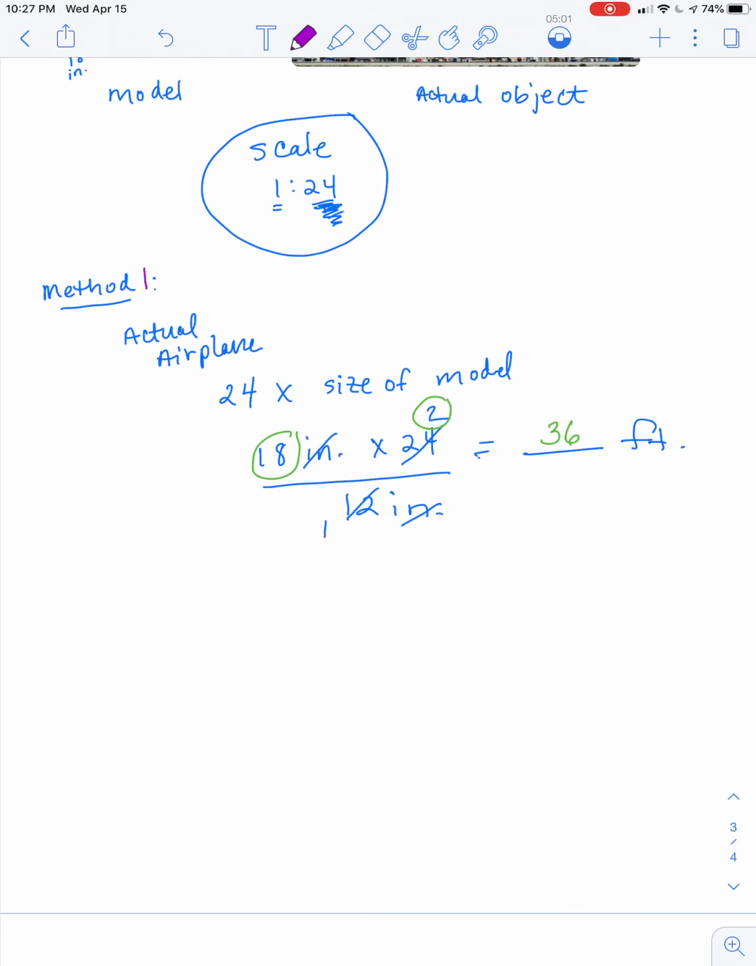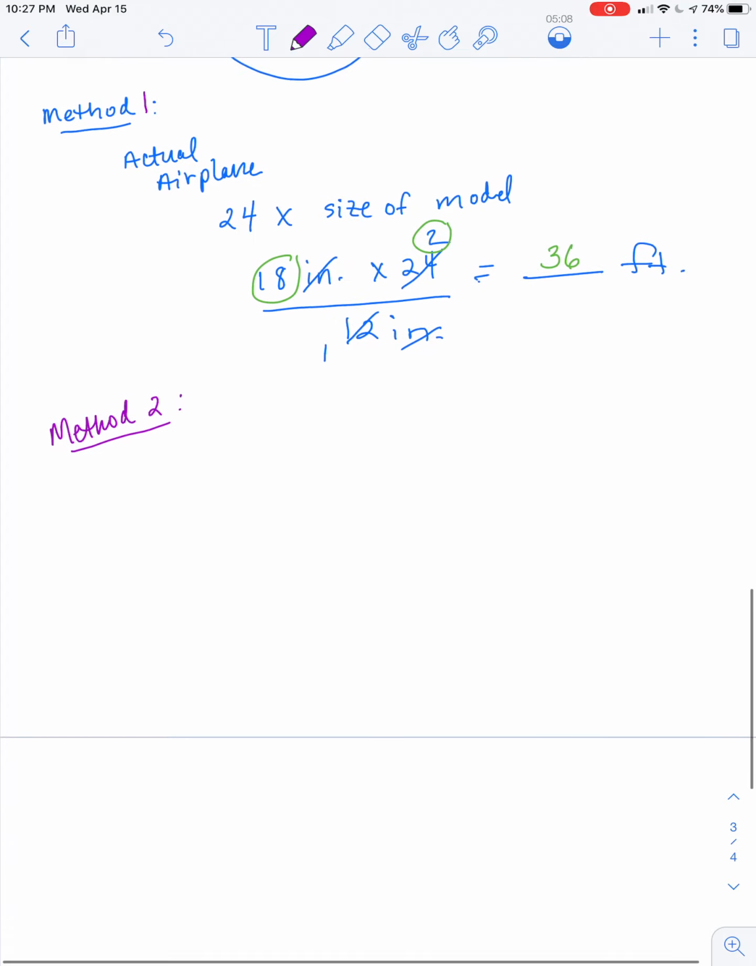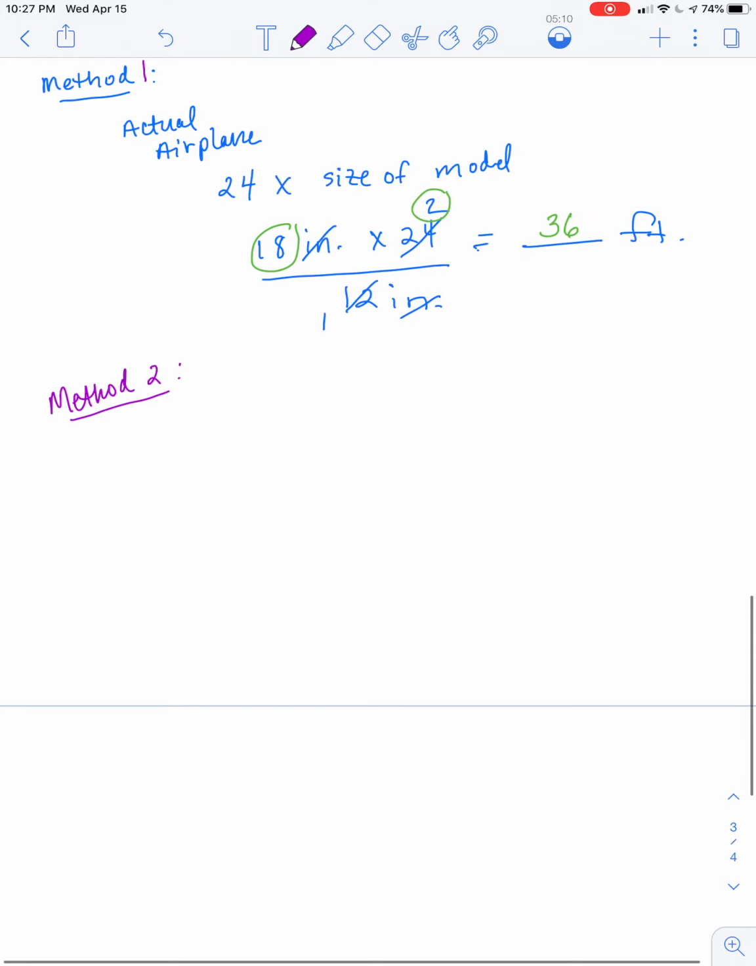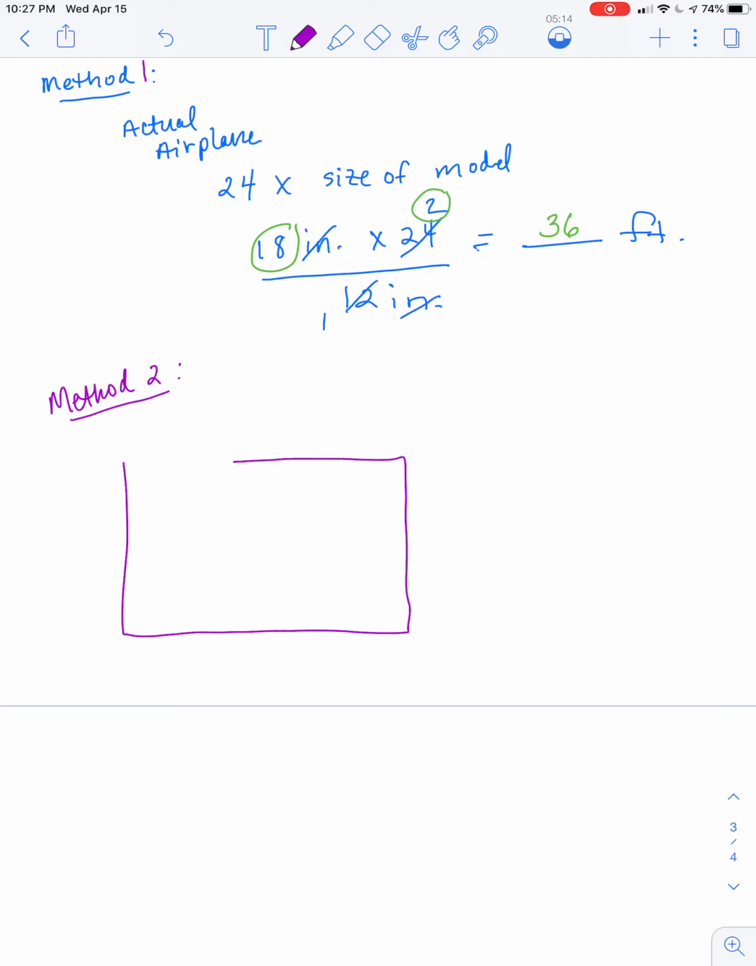That was method 1. Let's look at another method. Personally, I like the ratio boxes, and that's what method 2 is going to demonstrate here. I like the ratio boxes because I think it's a great way to keep your information in an organized fashion.